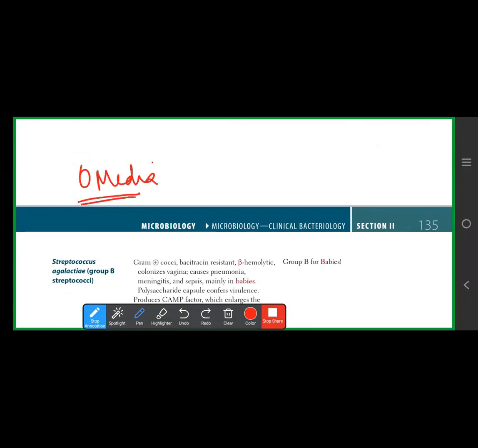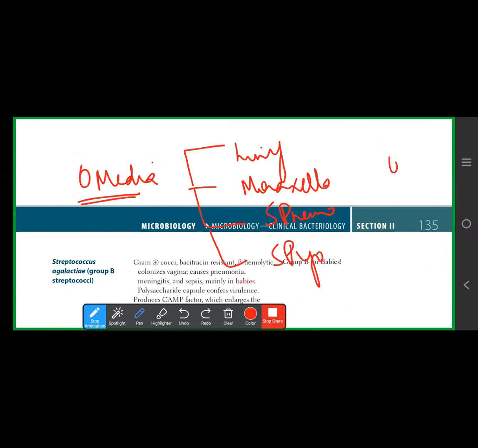Otitis, this case scenario, I'm not saying it is otitis media, but the otitis media organisms are Haemophilus influenzae, Moraxella, Streptococcus pneumoniae, and Streptococcus pyogenes. But this patient has otitis externa. Okay, this patient has otitis externa.